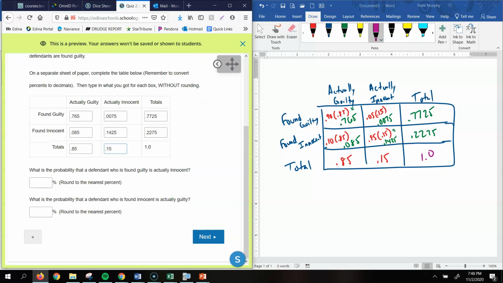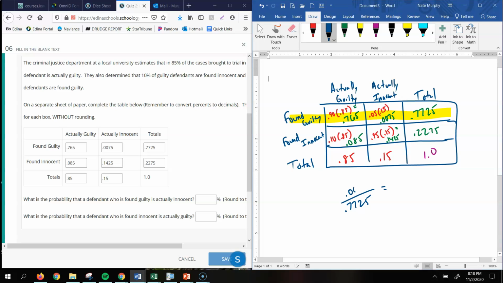All right. So what is the probability that a defendant who is found guilty is actually innocent? So out of those that are found guilty, what percent is actually innocent? There's 0.7725 that are found guilty. Out of those, 0.0075 are actually innocent. So when you type that in your calculator, you're going to get a decimal of 0.00579. It keeps going on forever.